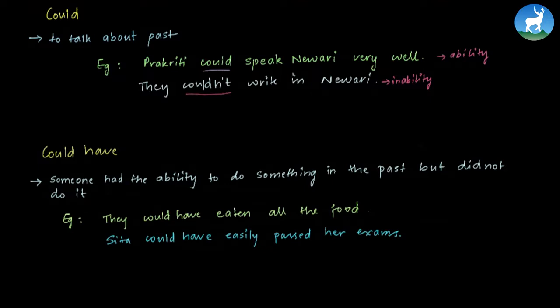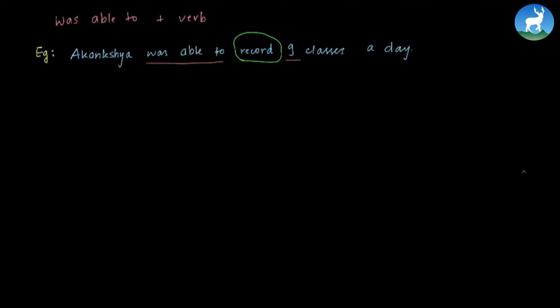People could have eaten all the food, but they didn't. Now here's the last structure that we have, which is was able to plus verb. So Akanksha was able to record 9 classes a day. This is the ability of a person in the past that they had already utilized.